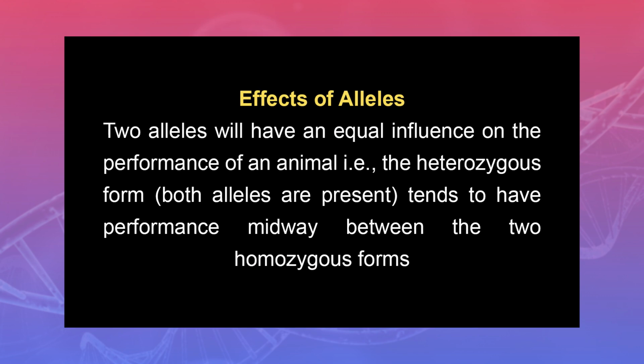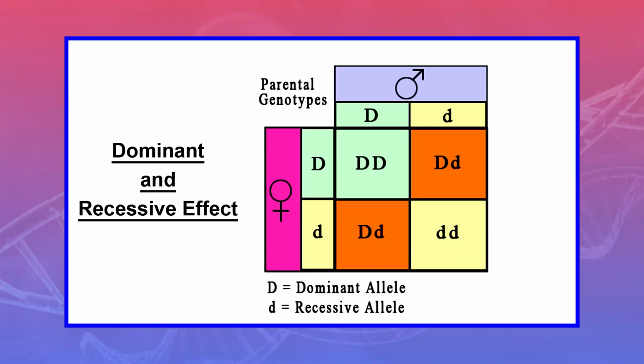In general, 2 alleles will have an equal influence on the performance of an animal. That is the heterozygous form, where both alleles are present, tends to have performance midway between the 2 homozygous forms. In a few cases, one allele will have the main dominant effect on an animal, while the other allele will only have an effect in its homozygous form. That means when both the recessive alleles are present. These are called dominant and recessive genes.